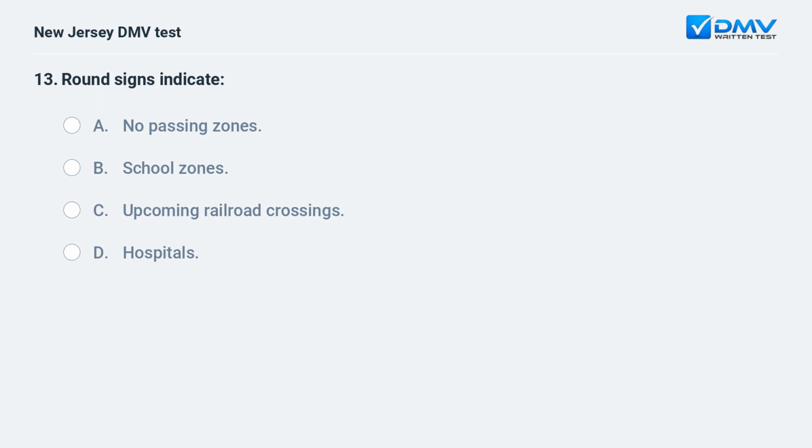Round signs indicate A. no passing zones, B. school zones, C. upcoming railroad crossings, D. hospitals.